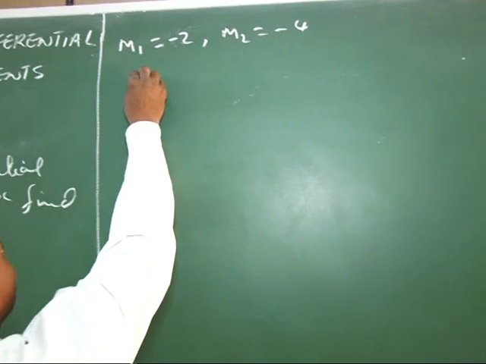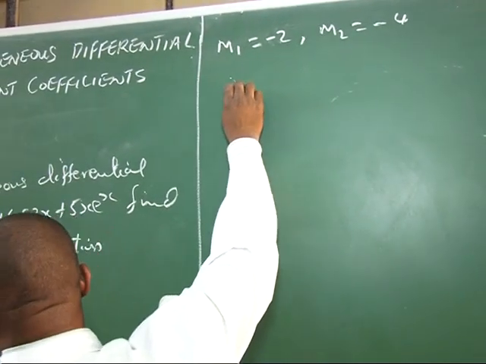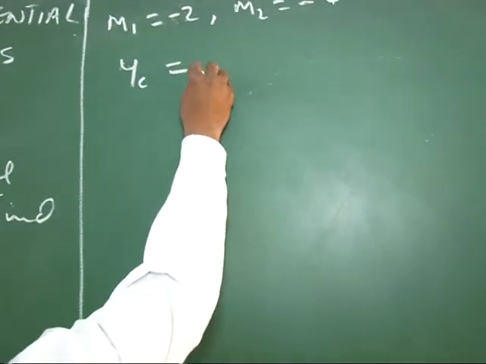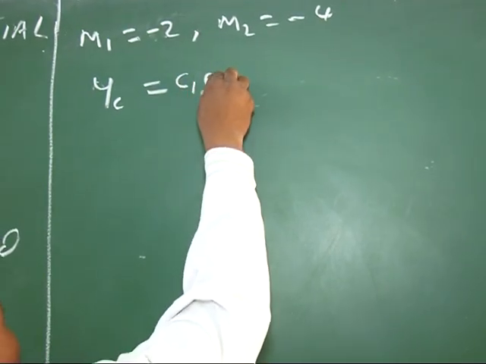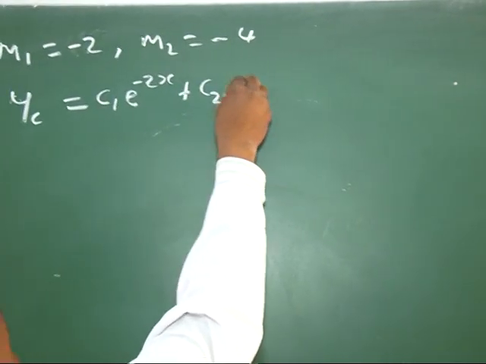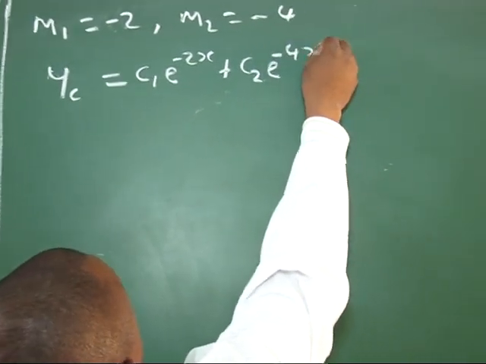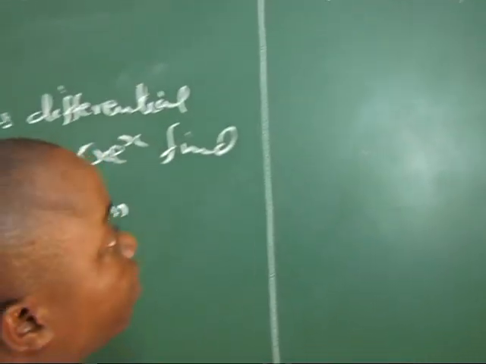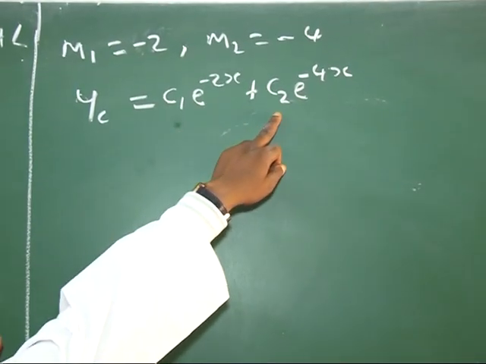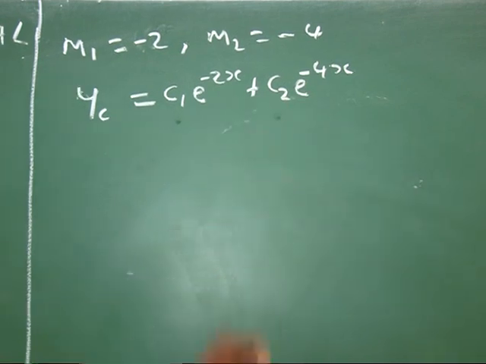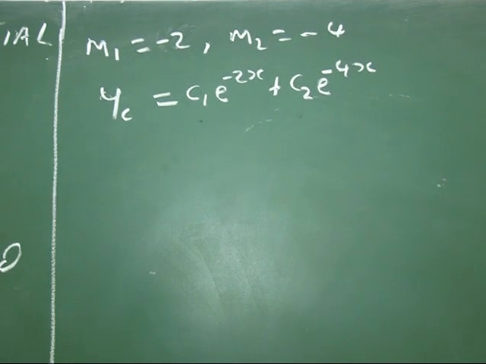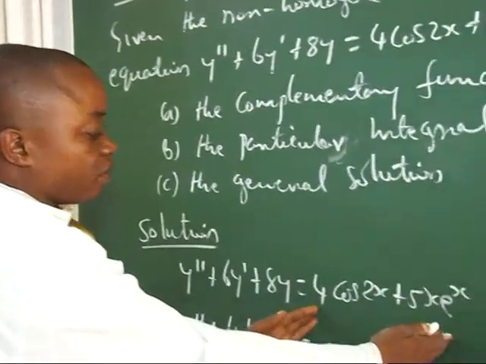So the general solution becomes the complementary function: yc is equal to c1 exponential minus 2x plus c2 exponential minus 4x. We observe that this is c1 plus c2, that is because we have distinct roots. Okay, that is the complementary function. And then we will now talk about this side, the particular integral, yp.